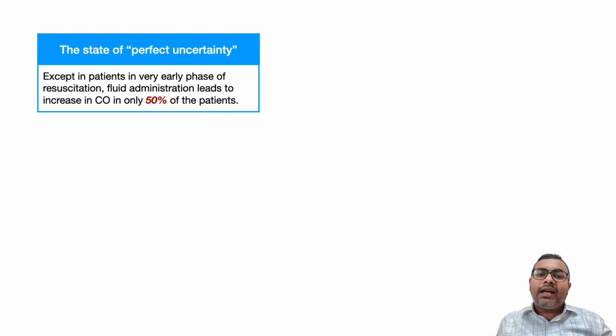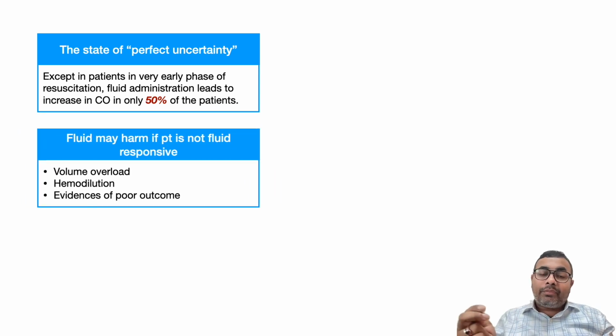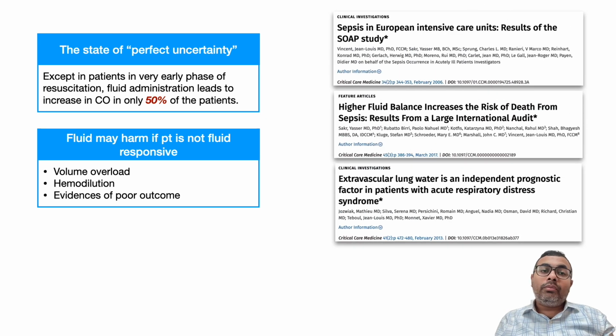In a normal clinical scenario, only about 50% of the patients are responsive to fluid, unless the patients are obviously hypovolemic or are in the initial phase of resuscitation. In the 50% of patients where fluids are not going to increase cardiac output, further fluid administration may inadvertently cause harm by causing volume overload and hemodilution. Of late, several pieces of evidence have come up linking positive fluid balance to poor outcome.